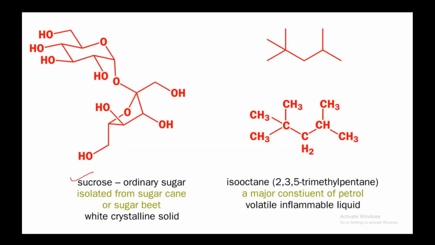Sucrose, that is the structure of ordinary sugar isolated from sugar cane or sugar beet, and its appearance is like a white crystalline solid, and this is the structure of sucrose. This is the structure of isooctane, a major constituent of the petrol, a volatile flammable liquid.